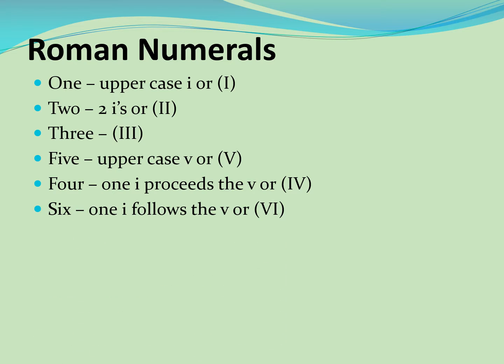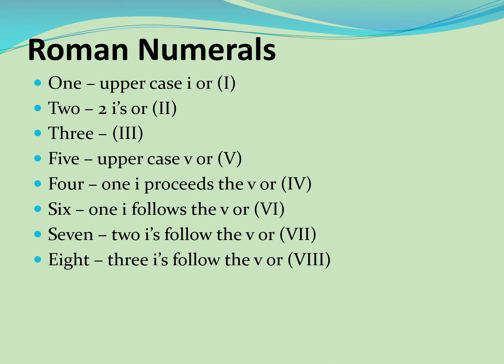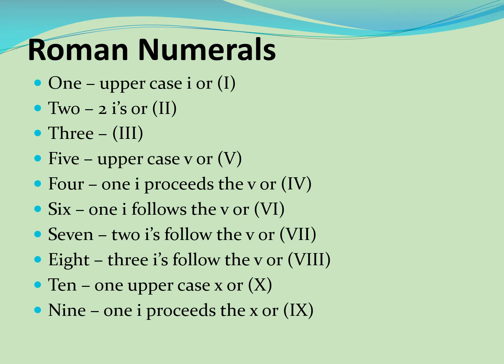So 6 is going to be VI. So the I follows the V. That means 6. 7 is VII. So it's like 5 plus 2. 8 is going to be 5 plus 3, so VIII. When we get to 10, it's an X, and so then 9 is going to be IX, and 11 would be XI. So it's a pretty simple system.